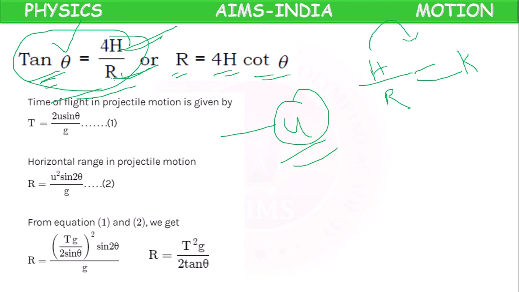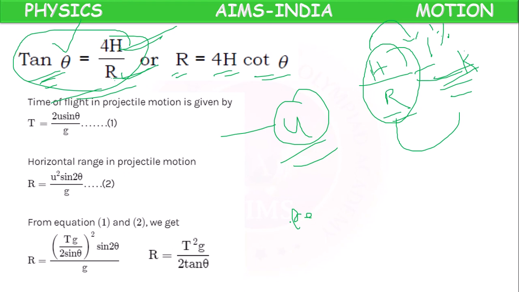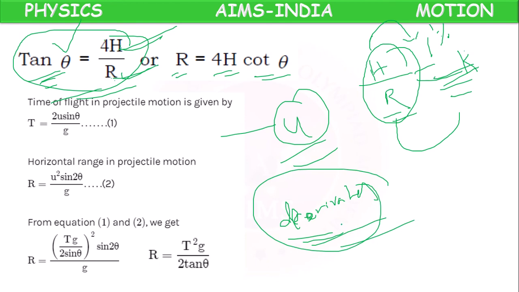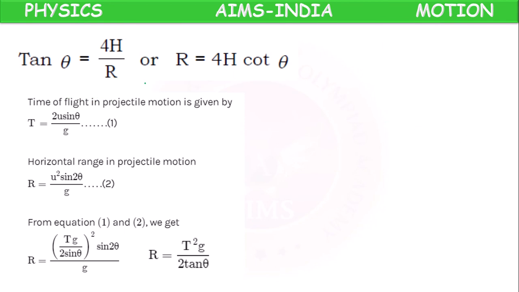If the height is increased by 1%, then the range is to be increased in such a manner that their ratio stays constant. Actually, that calculation we can do with the help of a concept called the derivative, but that topic is not yet covered. If we solve using derivatives, if height is increased by 1%, then range also will be increased by 1%. So just remember the answer, children.